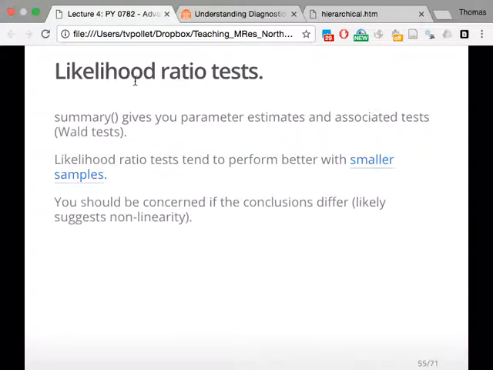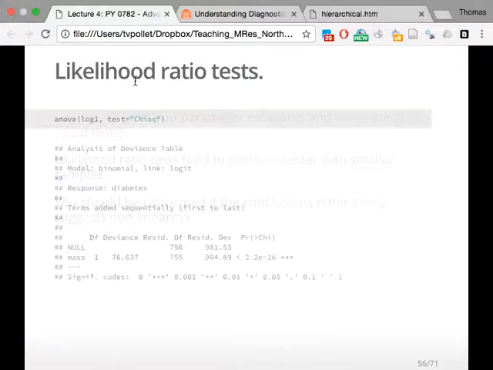You should be concerned if the conclusions from your likelihood ratio tests differ from the stars you saw in the significance test. How do you do it? You use the anova command. So you do anova, log1, test equals chi-square, and what it will basically do is test if the model becomes significantly worse or better when including the variable or not. And you can see some old familiar faces like the chi-square here, so it's significant. That's the same conclusion as we had with the parameter estimate, so in this case it's all good.